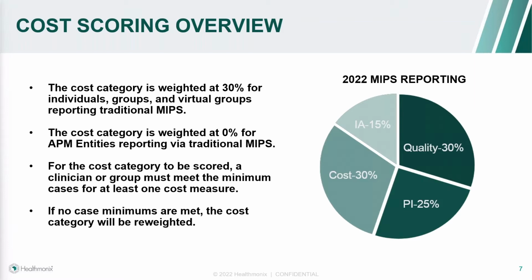For the cost category to be scored, there are a minimum number of cases for each one of the measures. You'll see that when we go over the measures page, and you need to at least have one cost measure that meets the minimum for you to get a cost score. If there are no case minimums met, then your cost score will be reweighted to 0, and all of that will go to the quality category, making quality 60% of your overall score based upon those other two categories staying the same.